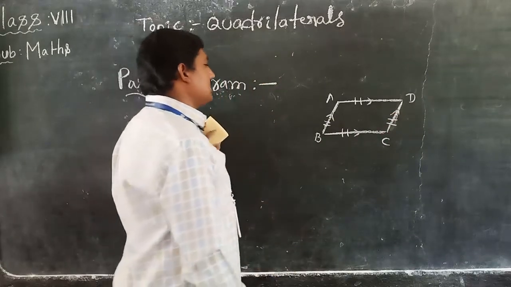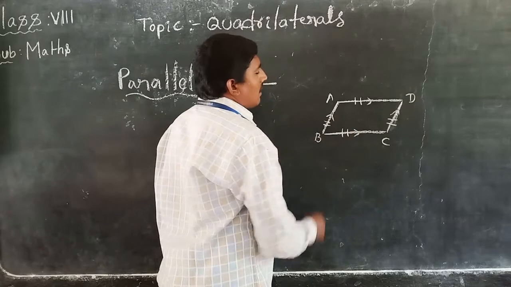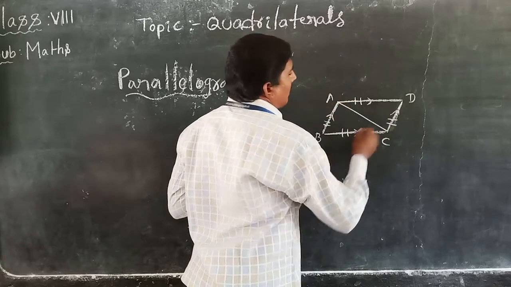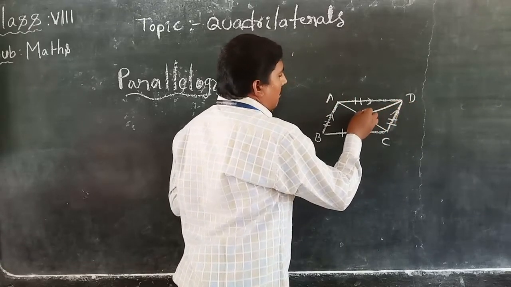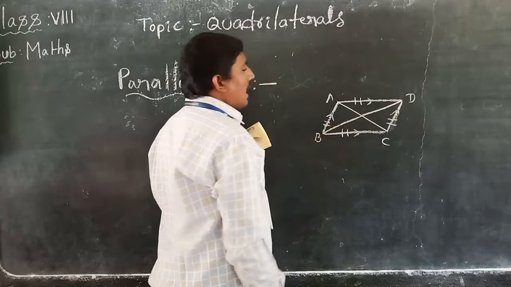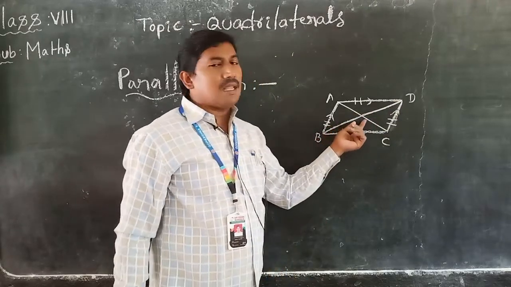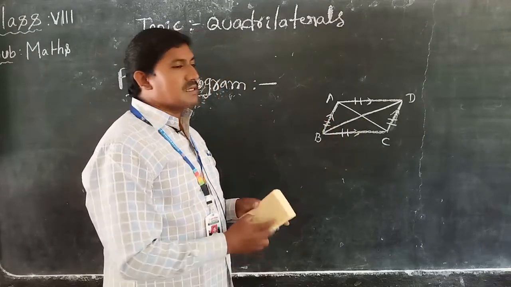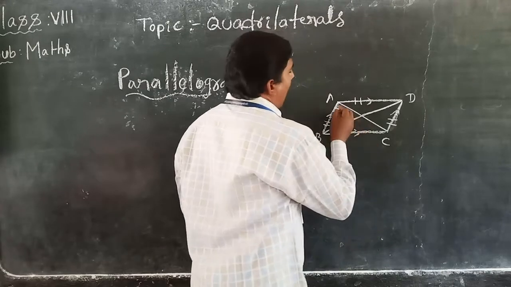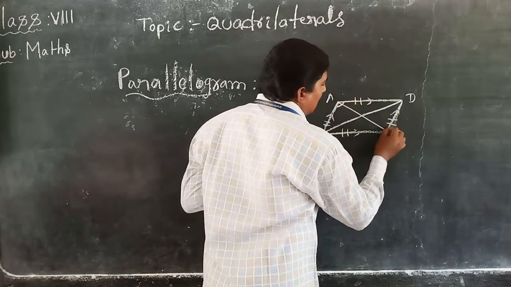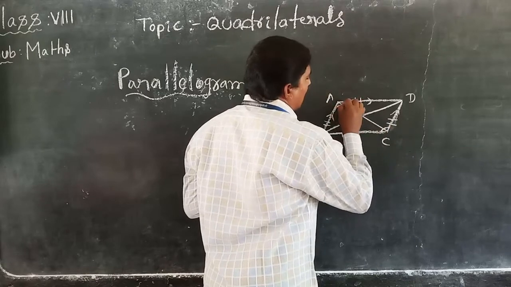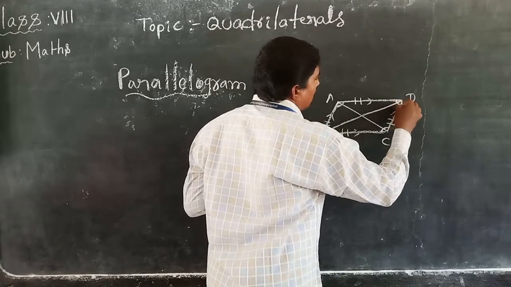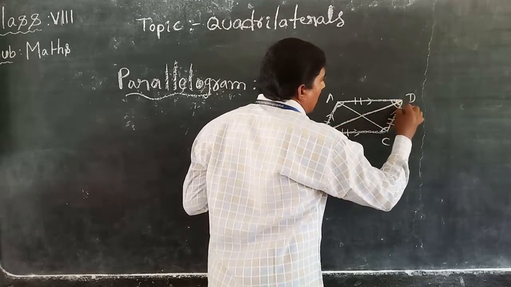What about diagonals? What about angles now? See here, the two diagonals are not equal. All the angles are not equal, but opposite angles are equal. So here angle A is equal to angle C. Angle B is equal to angle D.